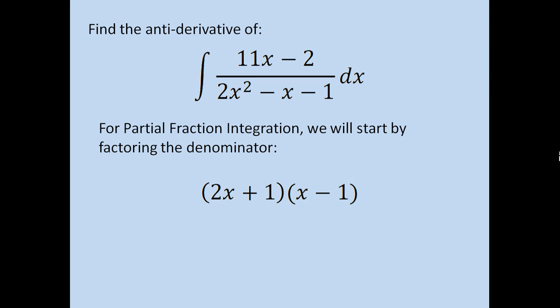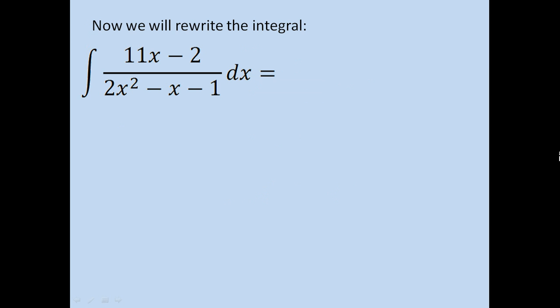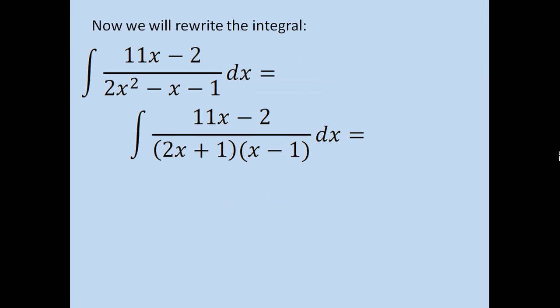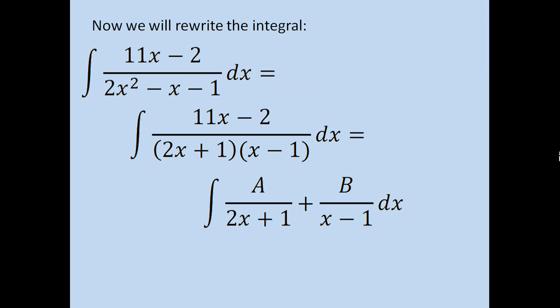If we just FOILed that out, we would have 2x² - x - 1. So now we're going to rewrite the integral with the new factored denominator, which is the integral of (11x - 2) over (2x + 1)(x - 1) dx. And we're assuming that there are constants A and B such that (11x - 2) over (2x + 1)(x - 1) equals A over (2x + 1) plus B over (x - 1).